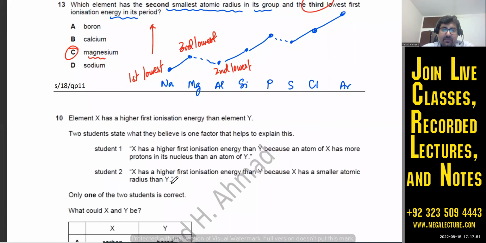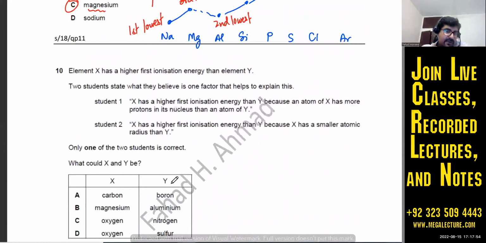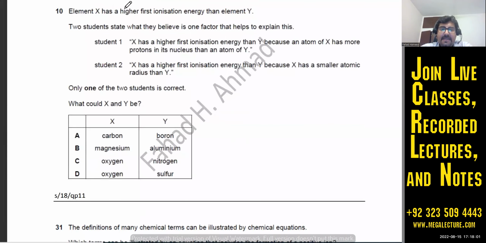As I'm moving to the next one, this one is also slightly difficult. It says that there's an element X and it has a higher first ionization energy than Y. So first thing, X has higher ionization energy than Y. Let's try and test this statement out. He's asking what could be X and Y. So ignore the rest of the question. Let's just first eliminate some options.